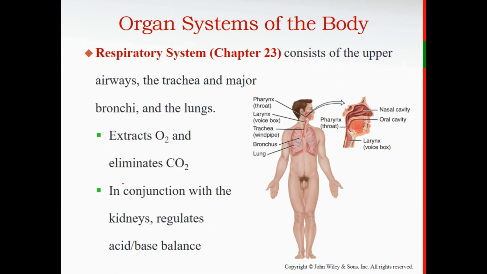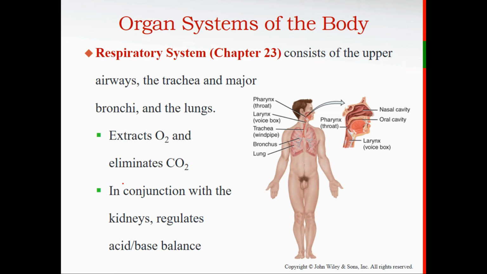Next, we have the respiratory system, very important. This is the system that allows us to extract oxygen from the atmosphere to be used in our bodies. As we know, we need oxygen to survive, and we get it from the atmosphere, and the respiratory system is the system that allows us to do that. And then conversely, it will expel carbon dioxide out into the atmosphere. That's a waste product of cellular respiration.